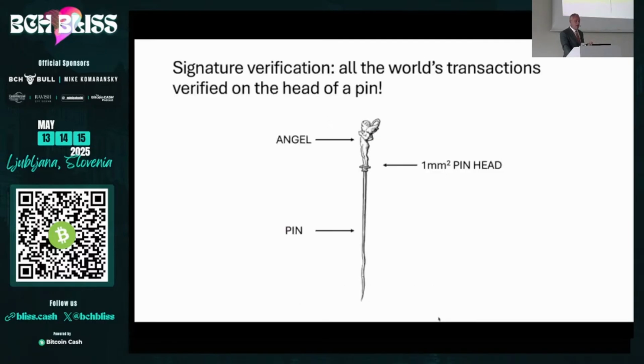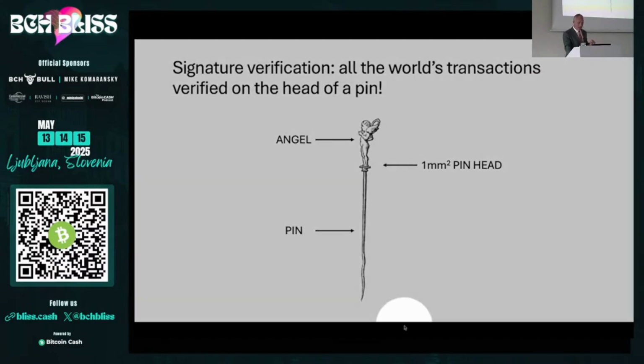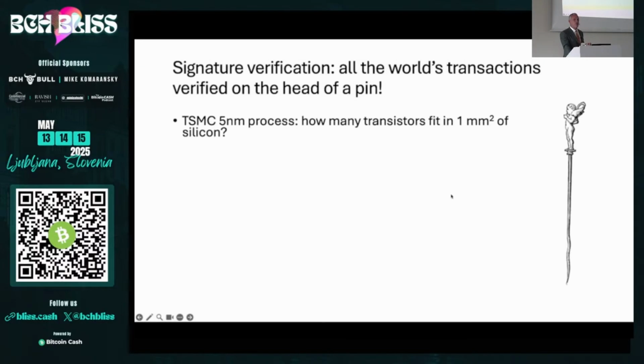So it turns out that we can verify all the world's transactions on the head of a pin. And so here we have a pin, and we're going to assume the head has an area of 1 millimeter squared. So how many transistors fit in 1 square millimeter of silicon? We'll assume TSMC's 5 nanometer process, so a pretty new modern process that miners are actually using today.